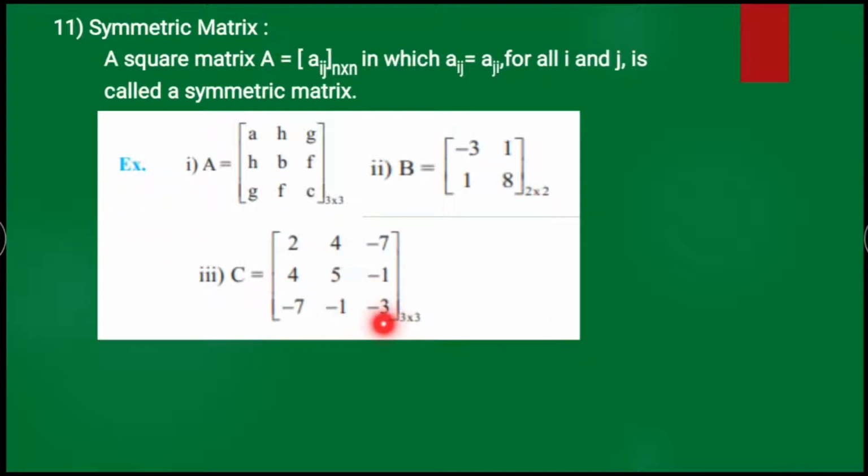Now we consider one more example here. Matrix C of order 3 by 3. This 4 has position 1 2, this 4 has position 2 1, and these two elements are the same. This minus 7 has position 1 3, this minus 7 has position 3 1, and these two elements are the same. This minus 1 has position 2 3, and this minus 1 has position 3 2, and these two elements are the same. So this is also an example of a symmetric matrix.